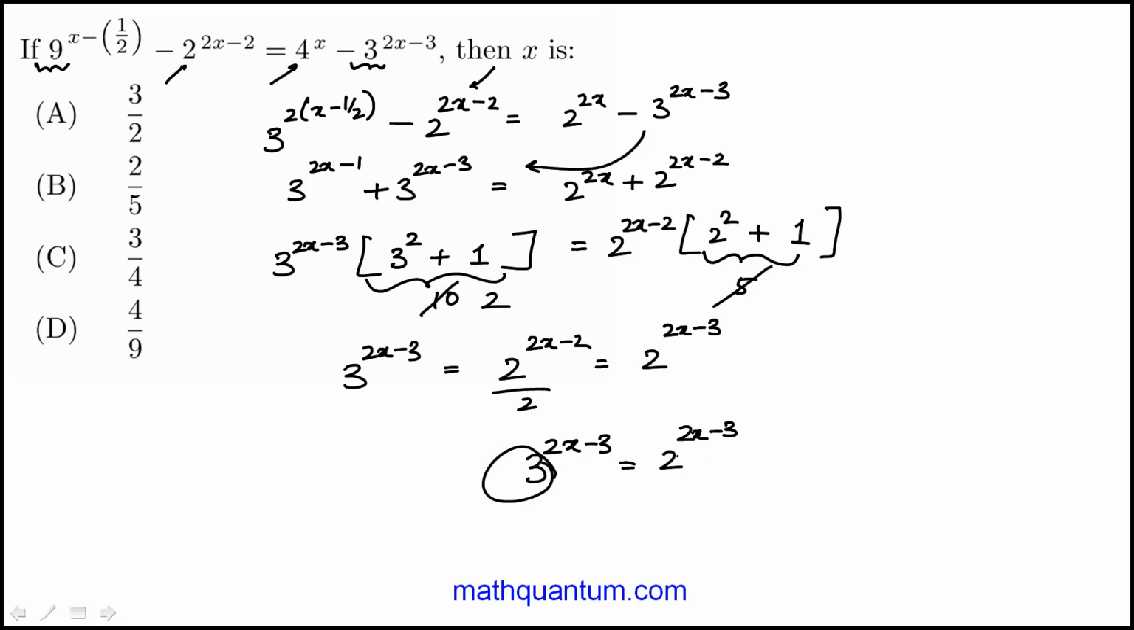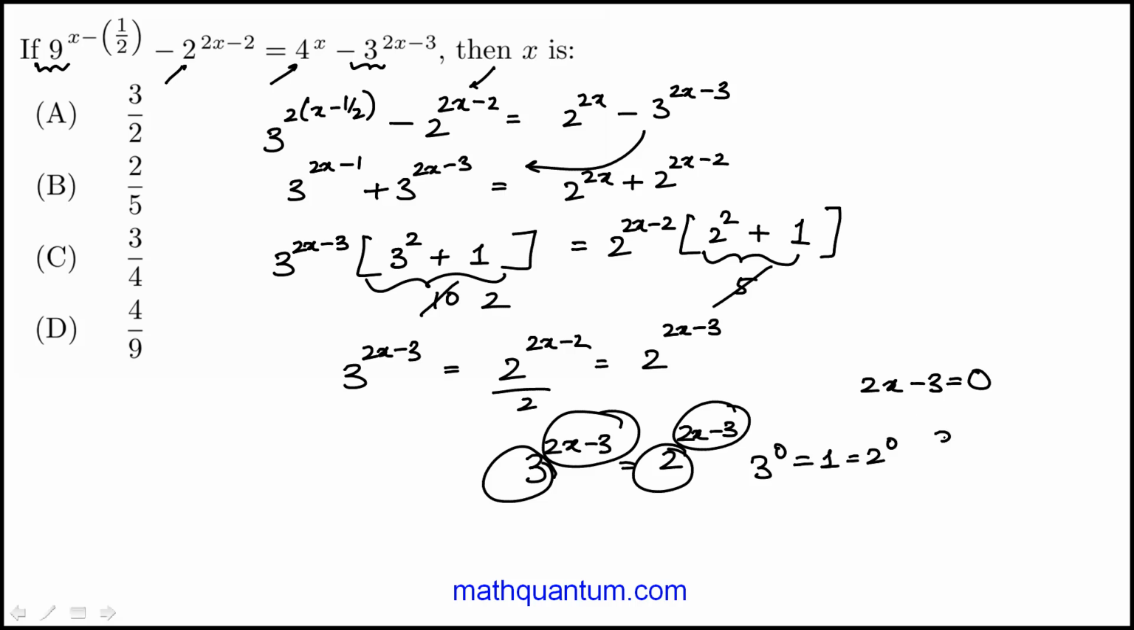Now this is a base 3, that's a base 2. For them to be equal to each other, the only way that will happen is when 2x minus 3 is 0. And that means, because 3 to the 0 is 1, and that's also equal to 2 to the 0, that x is 3 over 2. Answer choice A.